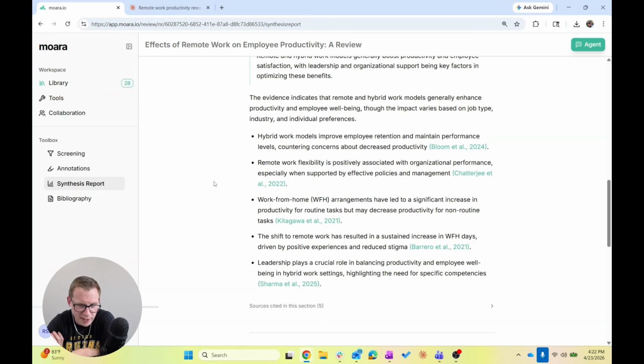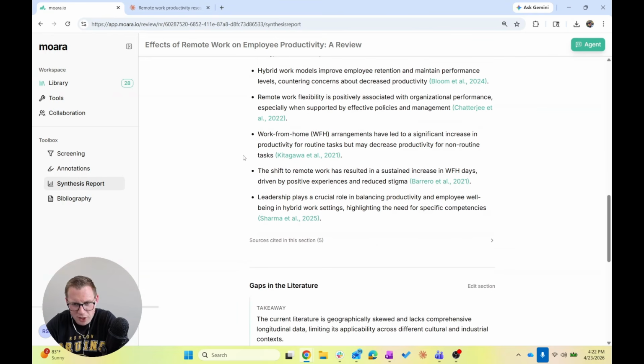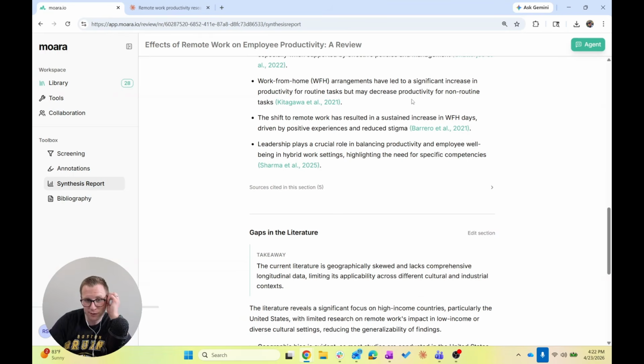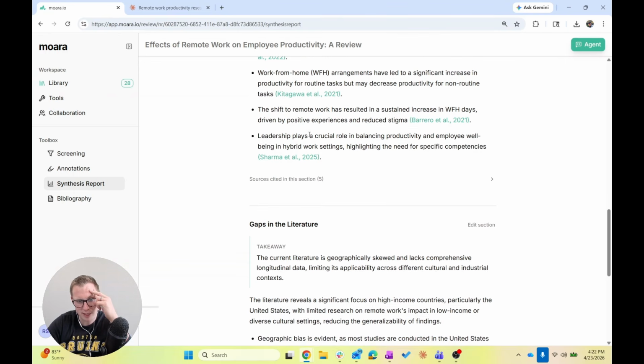Remote work flexibility is associated with organizational performance, especially when, I should mention, this synthesis report is not weighted necessarily for high priority papers. Work from home has led to a significant increase in productivity for routine tasks, but may decrease productivity for non-routine. The shift to remote work has resulted in a sustained increase in work from home days.